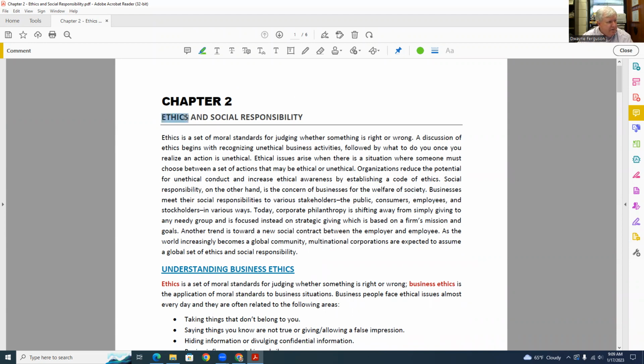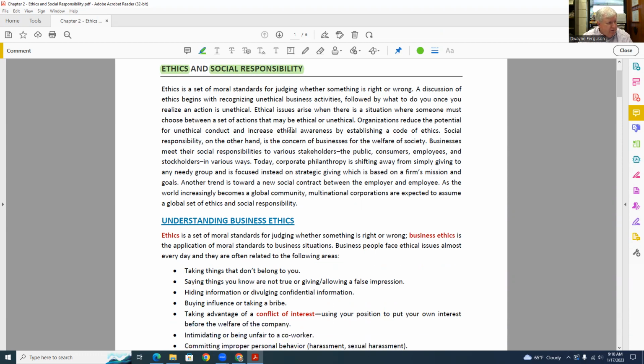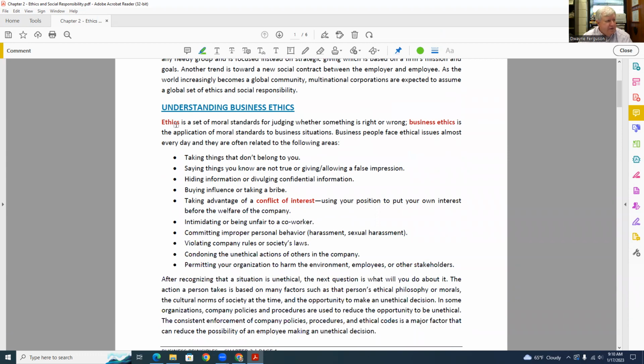Basically, this chapter is about two things. It's split up into two sections. First is business ethics. The second half is about social responsibility. So you will find these subjects in a lot of your courses, whether they're just touched on or they have an entire chapter like this course does, but most business courses will cover ethics.